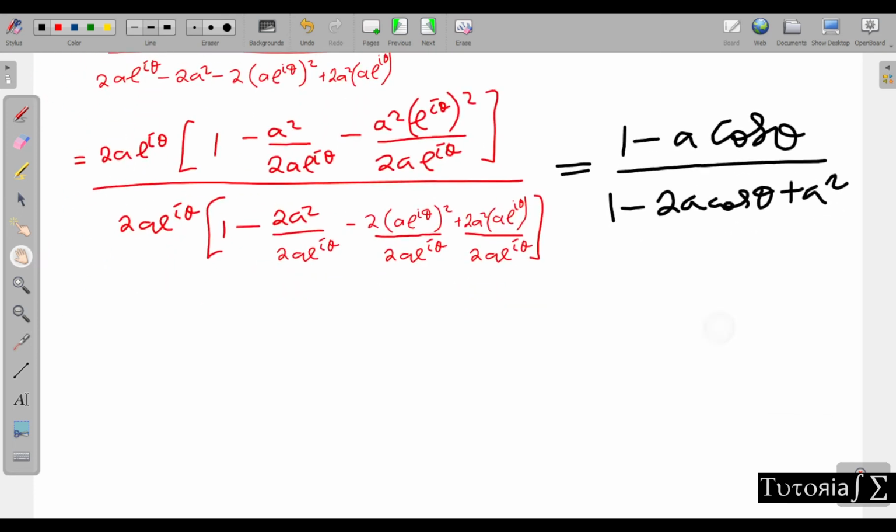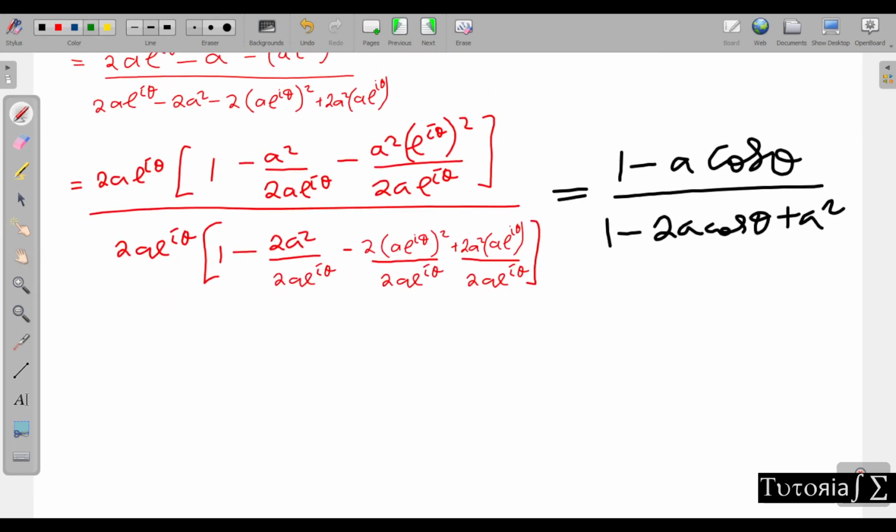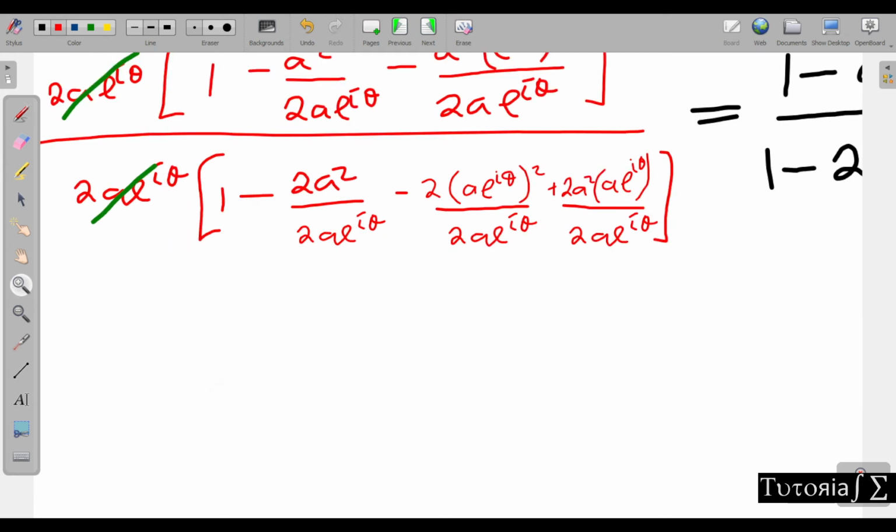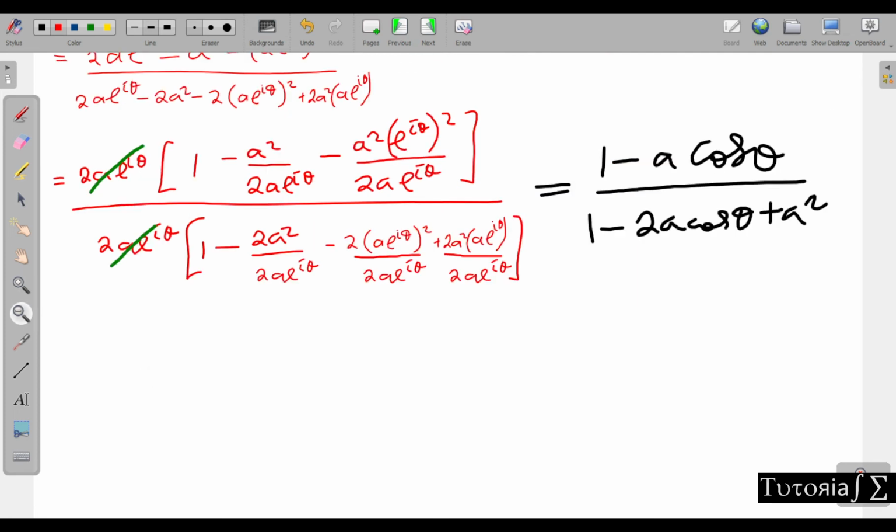Right, so now let's proceed. From here, we see that we can cancel out this and that. Then what we are going to remain with is 1 minus. So we can even simplify on top. So we see that this a will cancel with one of those.